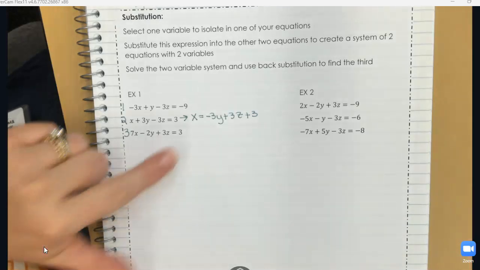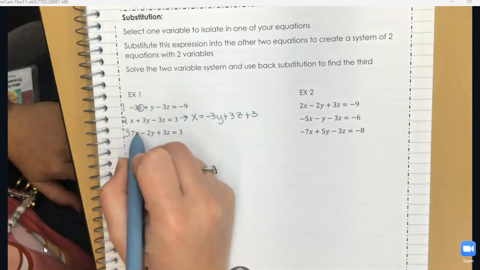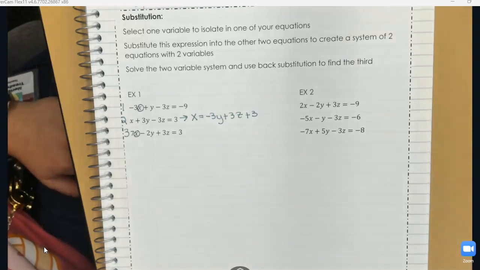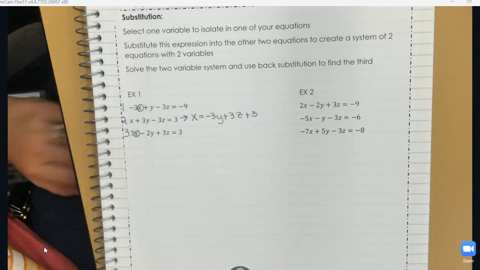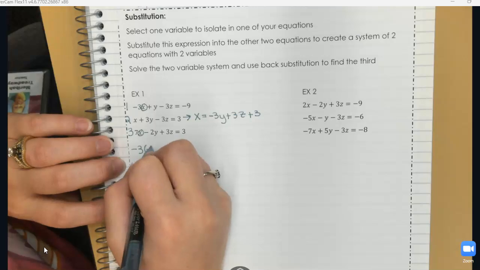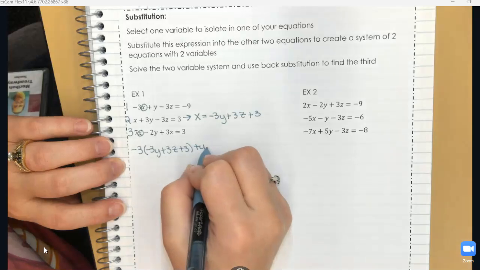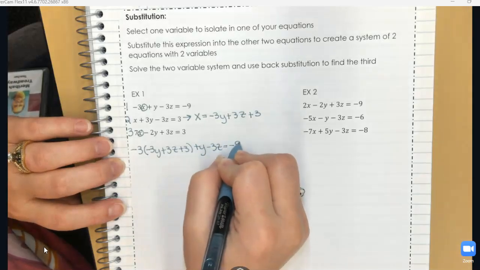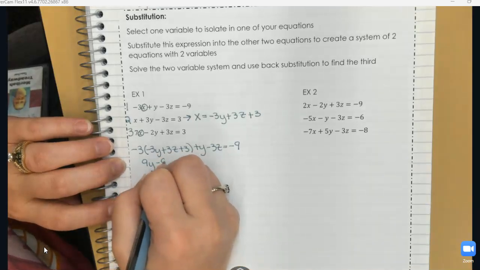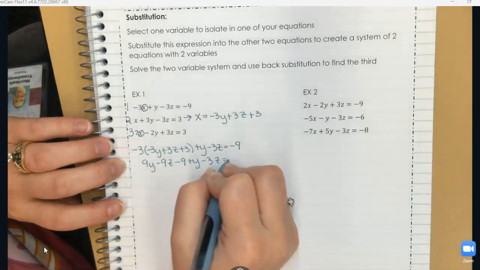Now what I'm going to do is take this whole expression and substitute it in place of x in equation 1 and equation 3. What this will do is now give me two equations that only have two variables, y and z, which is more manageable. So starting by plugging this into equation 1, negative 3 times negative 3y plus 3z plus 3, plus y minus 3z equals negative 9. I have to distribute that negative 3. That's going to give me 9y minus 9z minus 9. And then out here I still have the plus y and the minus 3z.